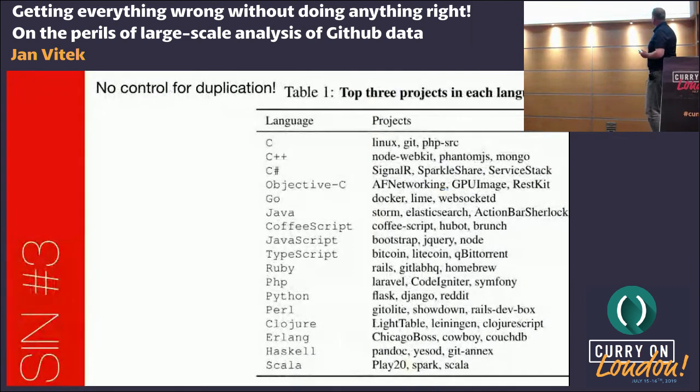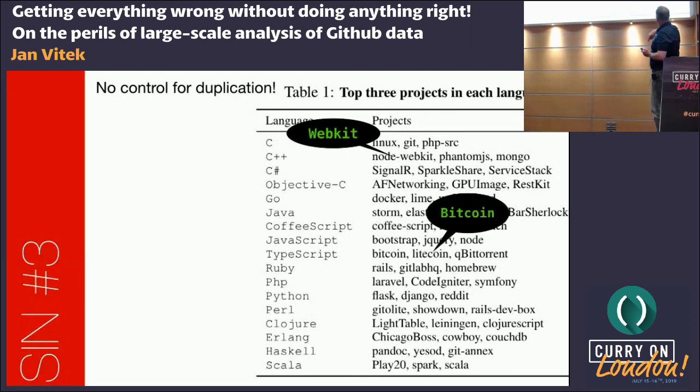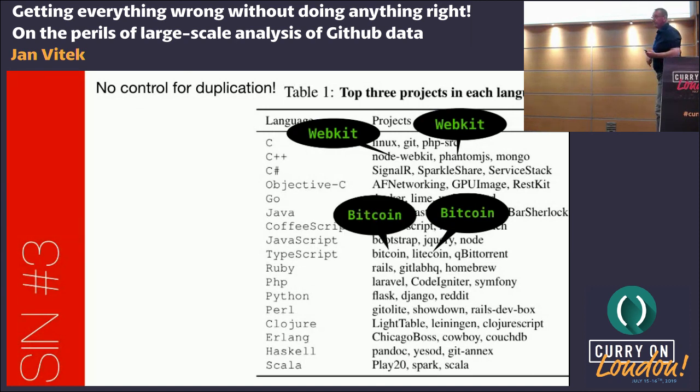So here's another one. The same table with the biggest projects. Let me just point out that this is WebKit, this is Bitcoin, this is WebKit again, and this is Bitcoin again. So what is going on? Well, we have different variants of the same project that are being included in the study.